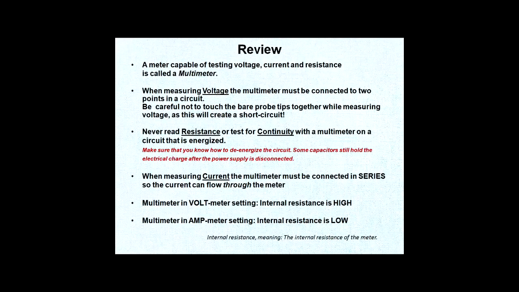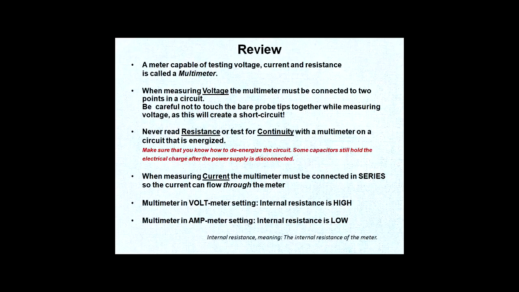Okay. A bit of a review here, for both lectures, yesterday's and today's. A meter capable of testing voltage, current, and resistance is called a multimeter. Cool, eh? All right. When measuring voltage, the multimeter must be connected to 2 points in a circuit. Be careful not to touch the bare probe tips together while measuring the voltage, as this will create a short circuit. Sometimes you're going to work in tight spaces in printed circuit boards. You just have to make sure that you don't short things out.